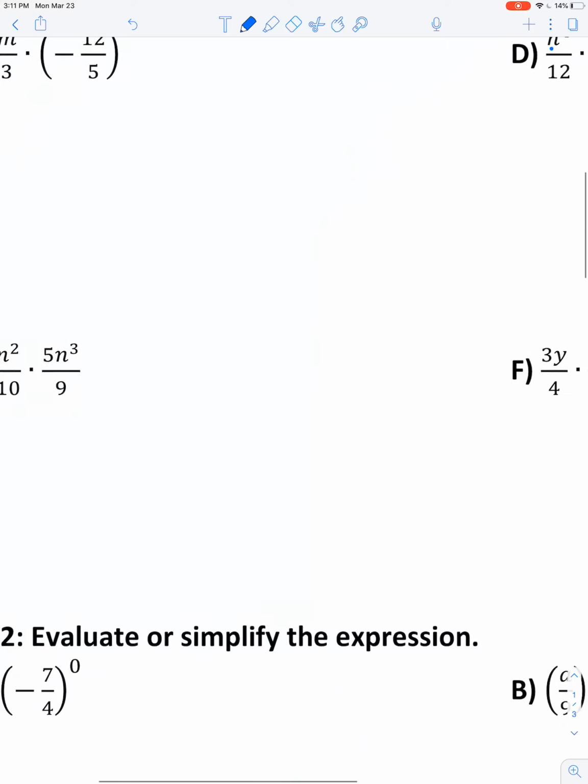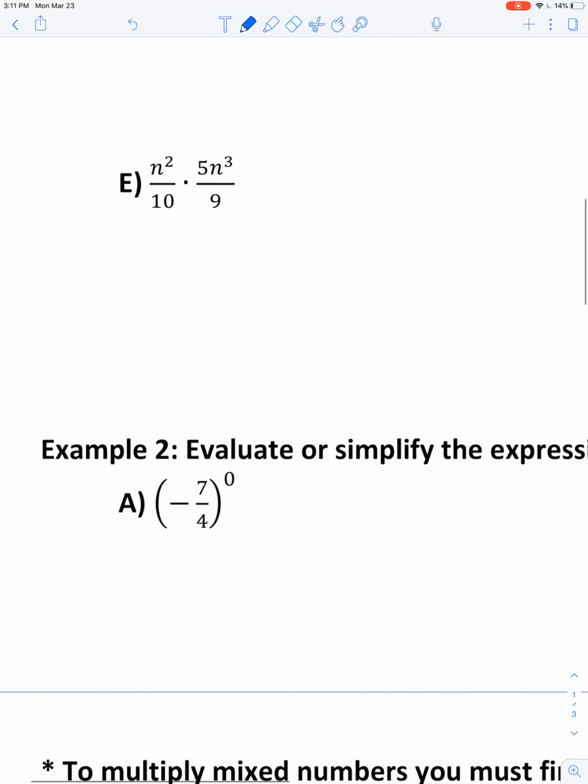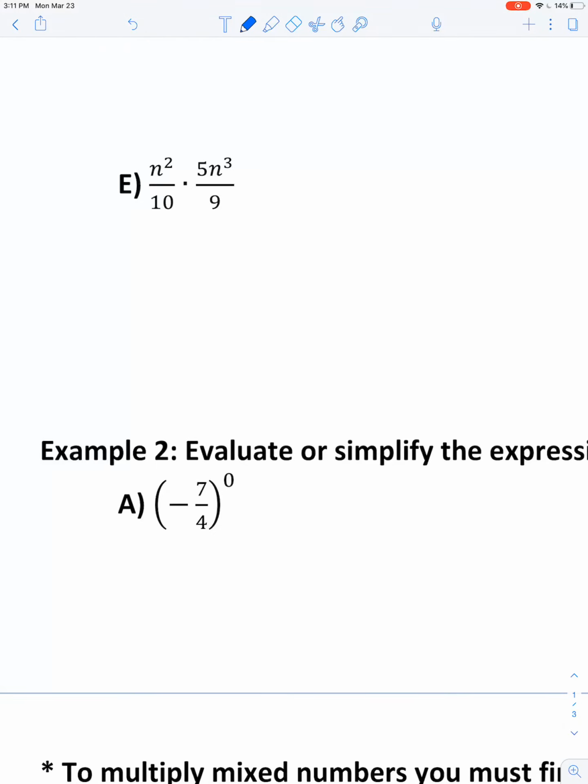Okay, we will do letter E next. So letter E is very similar as well. There is no number in front of the n squared. Another way to think about that is really like if it was a 1. So we could do our 1 times 5, which is 5, and then we have n squared times n to the third, which is really like adding those two exponents. 2 plus 3 is 5, so it'd be n to the 5th power.